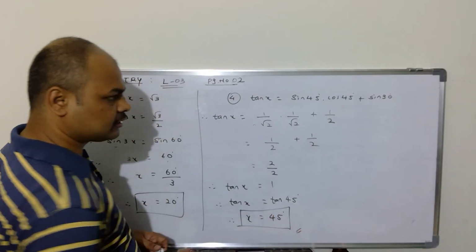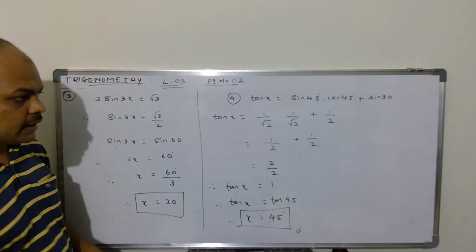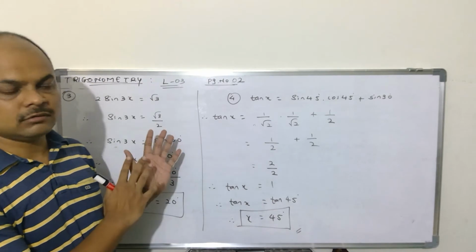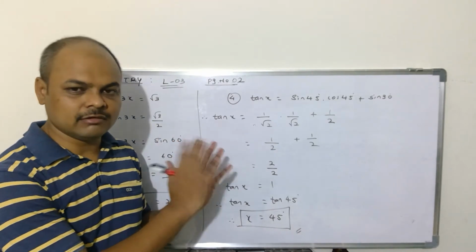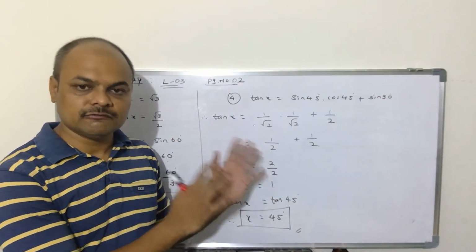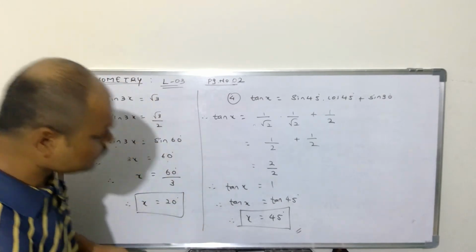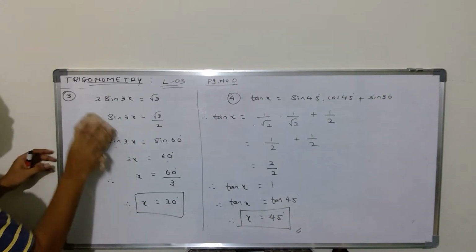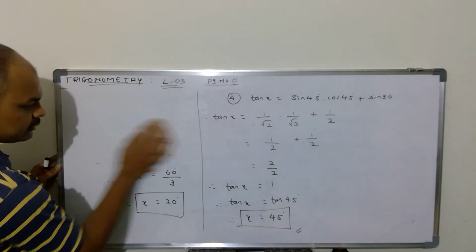Alright, is it clear to you? Okay, so again I am saying this is possible only if you are very confident about the table. Otherwise, it will definitely be difficult for you. Okay, now we go for one more part. That is page number 3, question number 5.